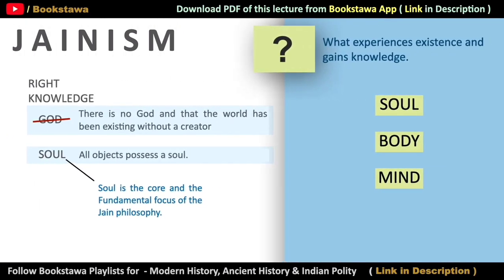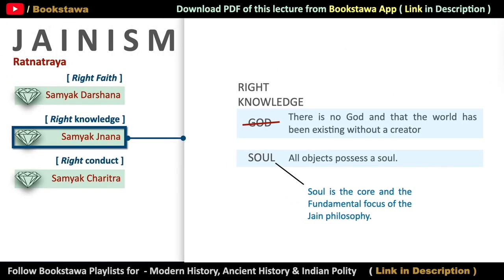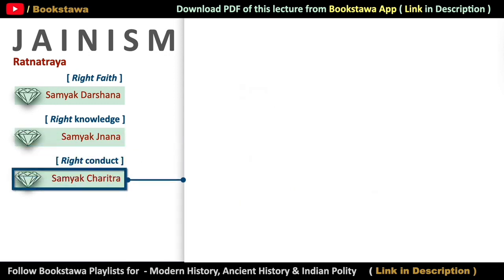Apart from this, there is one more question here. You have to tell that soul, body, and mind, which of these is the thing that experiences existence and gains knowledge? According to Jainism, the correct answer is soul. So these were the details of Samyak Gyan. Now we will see Samyak Charitra, which means right conduct.